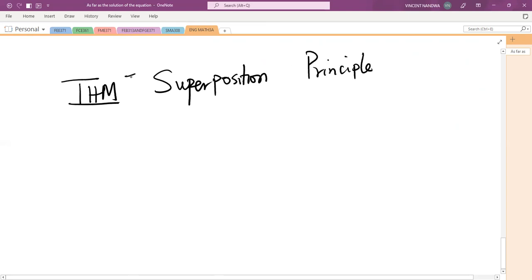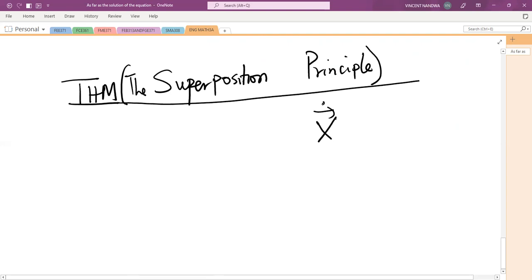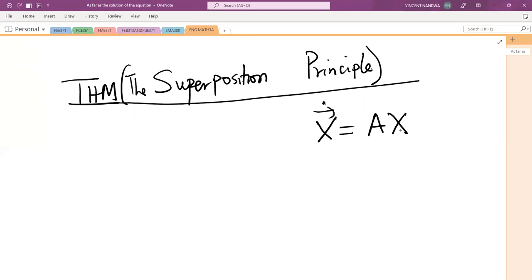So the superposition principle helps us to give the general solution of a given equation of the form x dot equals Ax, which has some sub-solutions. So combining, getting the linear combinations of all the solutions gives the general solution to that given equation.